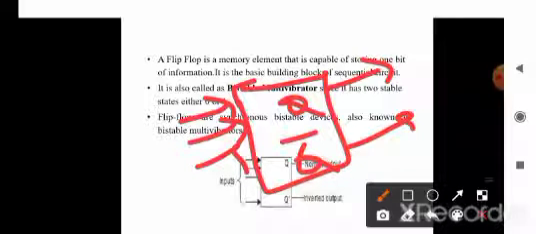Here we have the different inputs. For a flip-flop we have different inputs, and we normally have two outputs. One is Q and the other is inverted Q. So this is the output and this is the inverted output. These are the two outputs of a flip-flop.